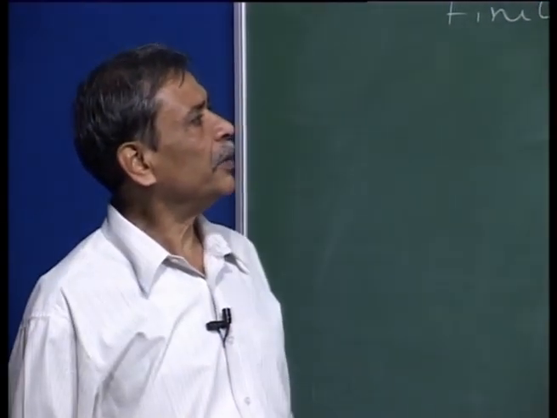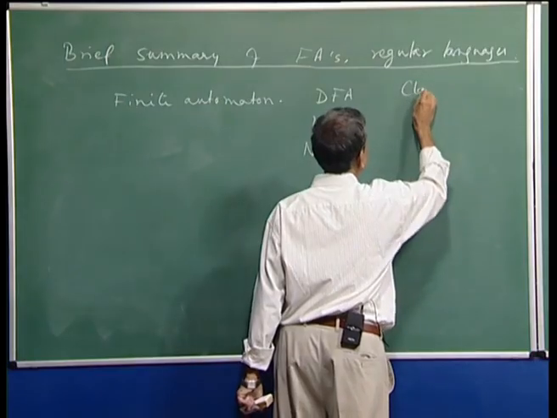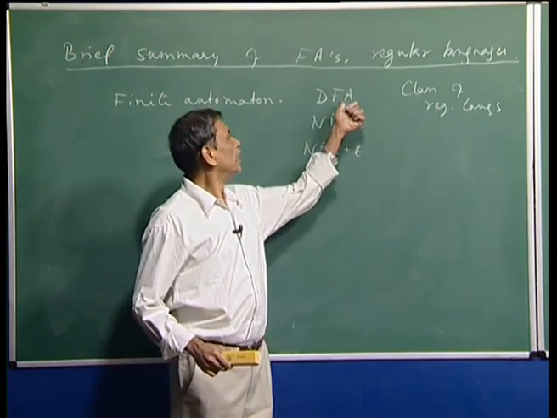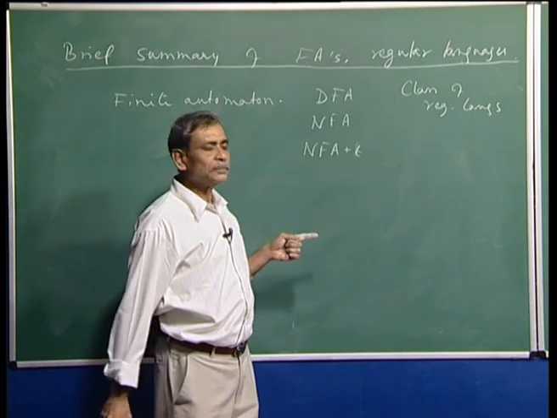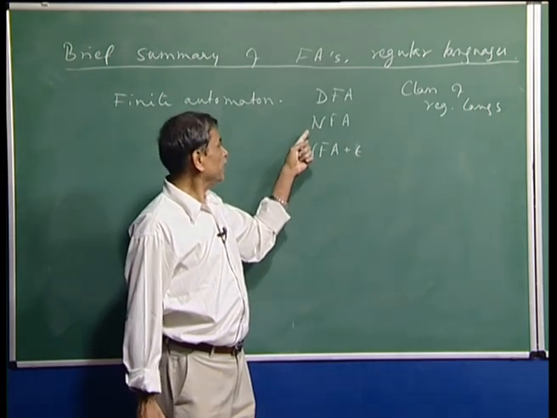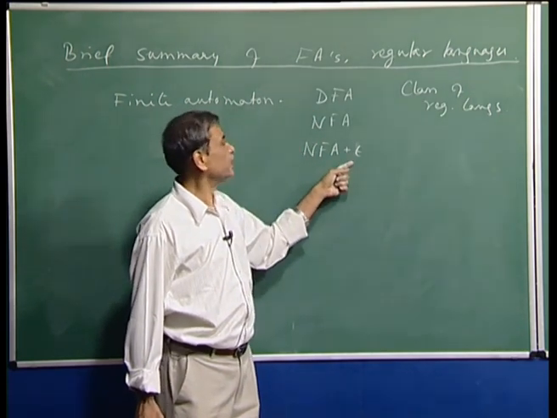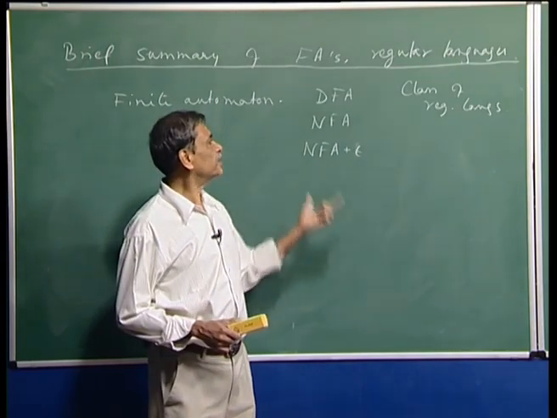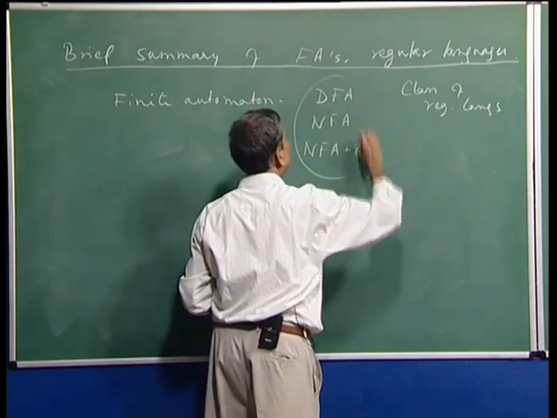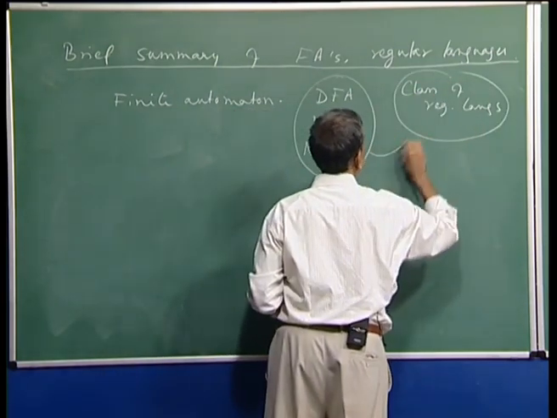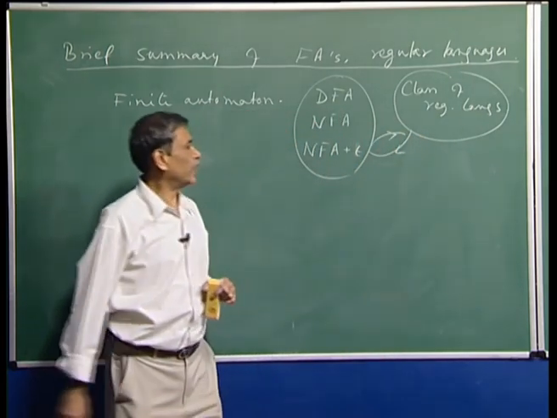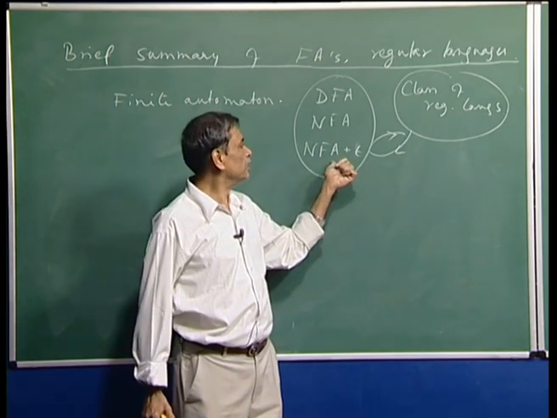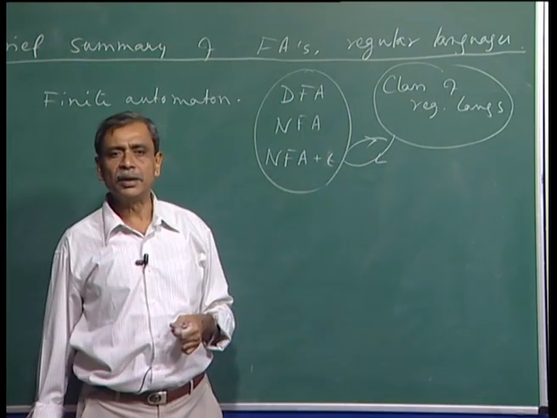At the same time, right in the beginning, we had defined the class of regular languages. By definition, a language is regular if there is a DFA to accept it. Then what we found was, of course, it was easy to see that NFA is a generalization of DFA, and NFA with epsilon transitions is a generalization of NFA. What we found is that all these machines accept precisely the same class of languages. So, given a regular language, either you can make a DFA or an NFA or an NFA with epsilon transition. Similarly, from here, you can go back to a regular language.